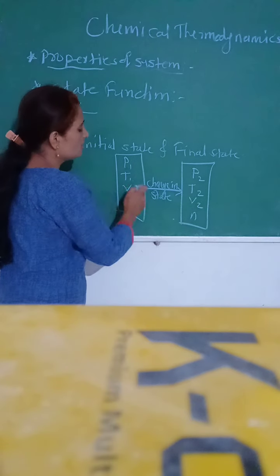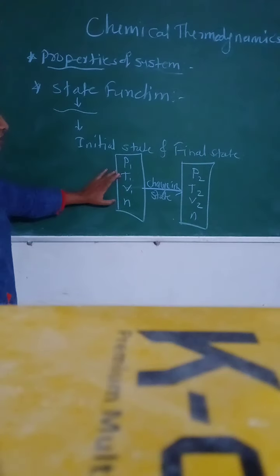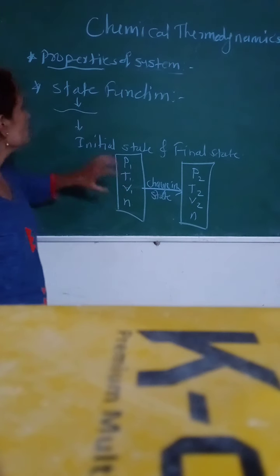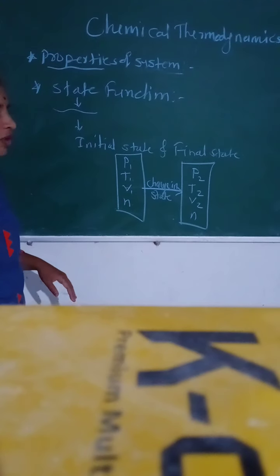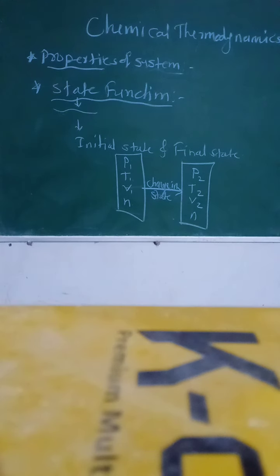These are the state variables from the initial state to the final state. These are the thermodynamic properties: pressure, temperature, volume, number of moles. They change from the initial state to the final state. We have to study the term state function. First, in the word state we study the change in the state variables, P1 to P2, V1 to V2, T1 to T2.